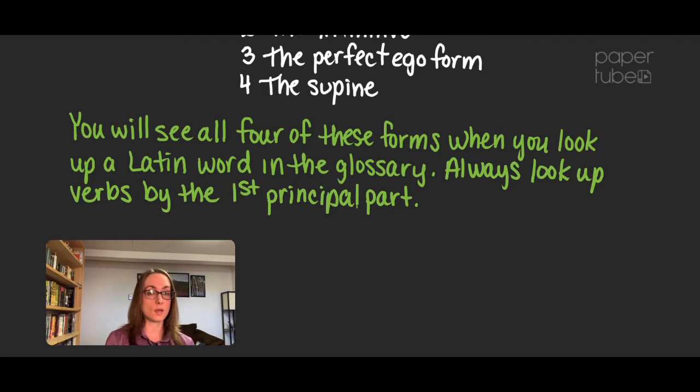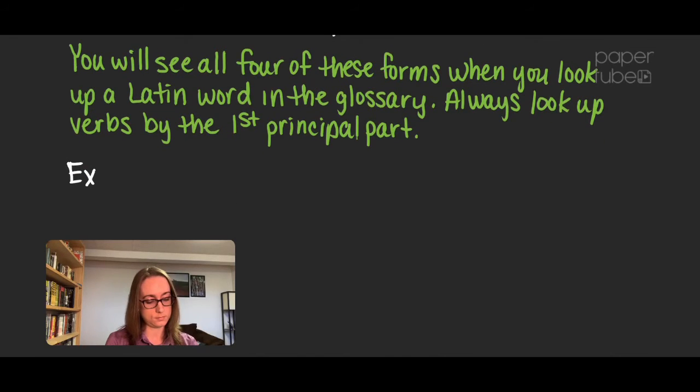So here's an example of a verb with all 4 principal parts. Voco, that's your first principal part. It's the ego form and it means I call. Your second principal part is the infinitive, so that's vocare. To call, that's what an infinitive is.